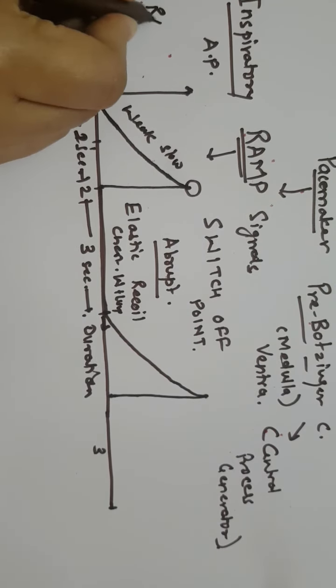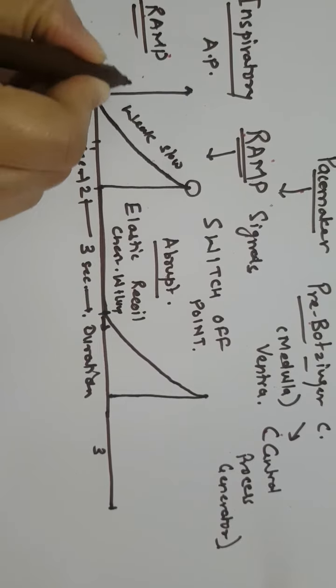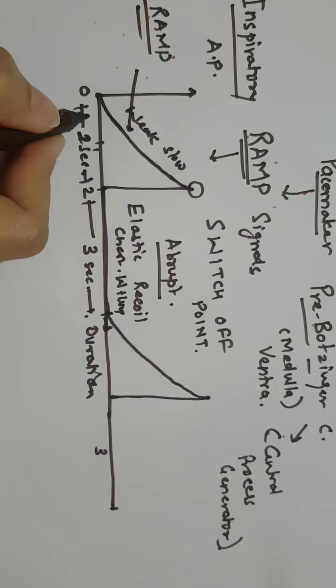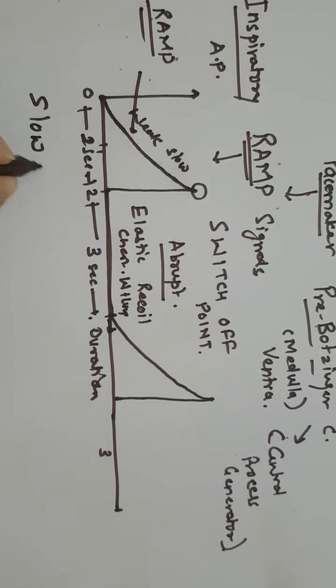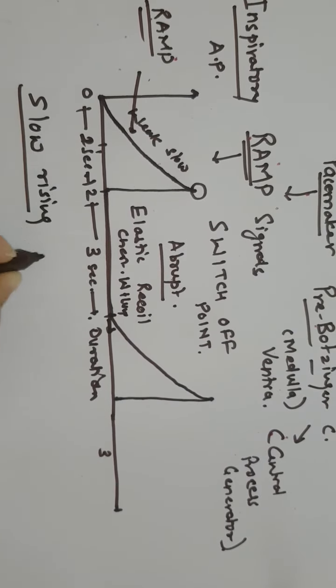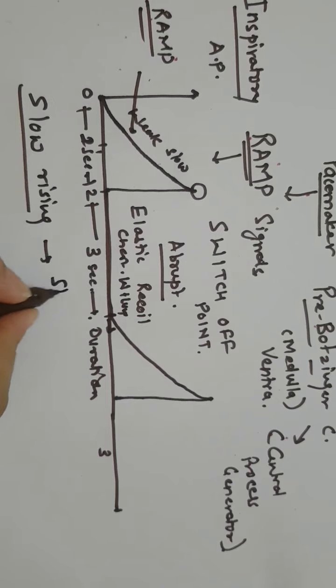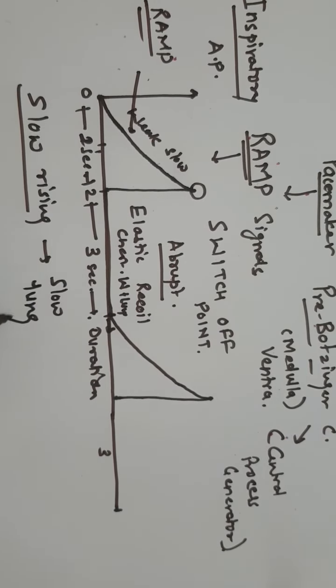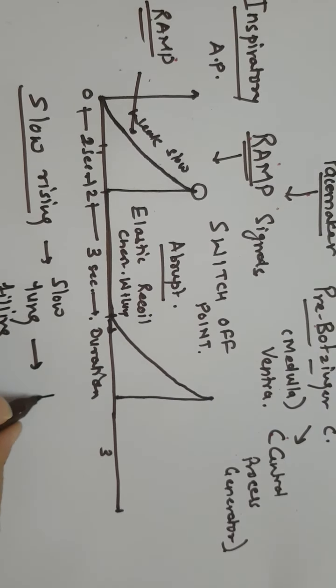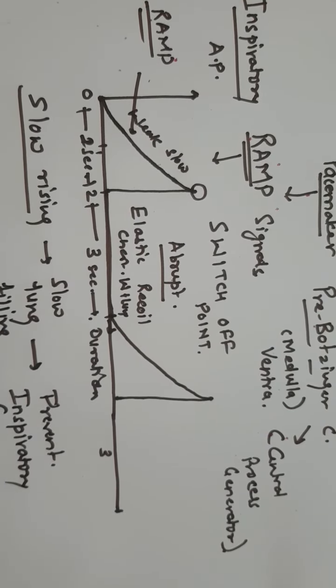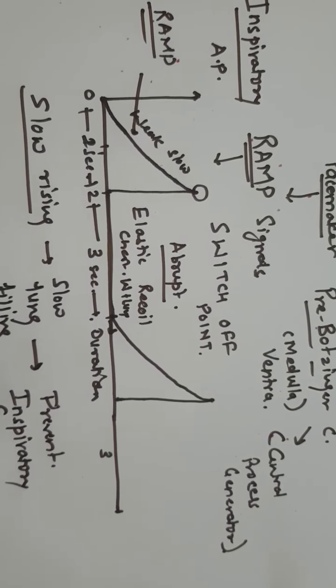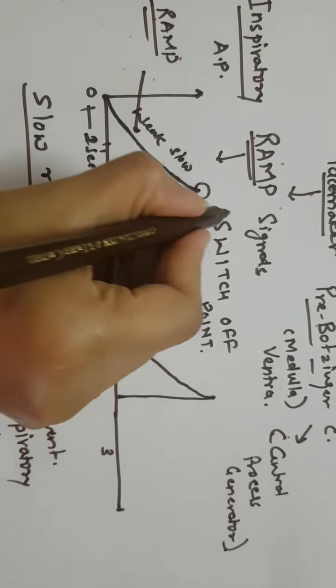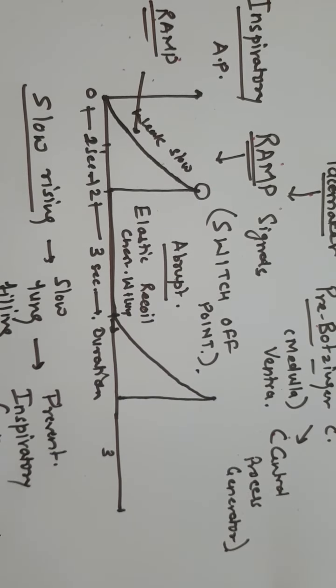Now the name ramp came from this slope. This slope is slow rising. Why is this important? Because it will allow slow lung filling. Slow lung filling is very important to prevent inspiratory gasps. And this switch off point will regulate the respiratory rate.